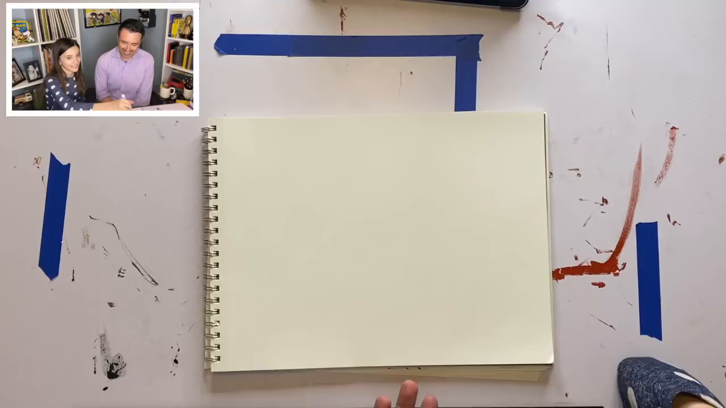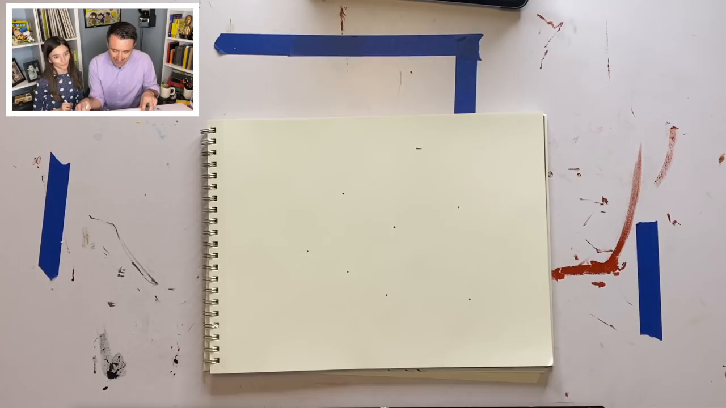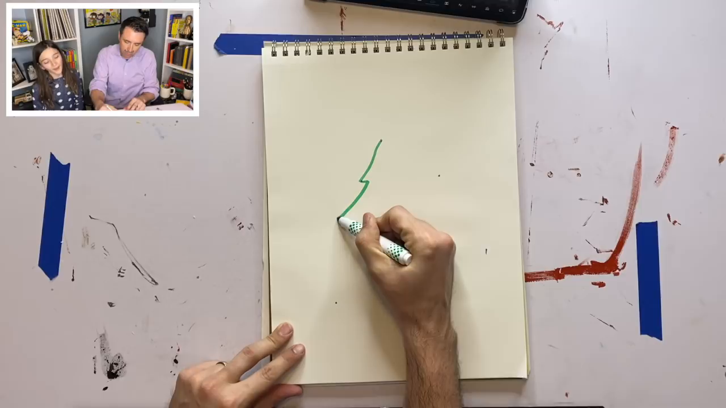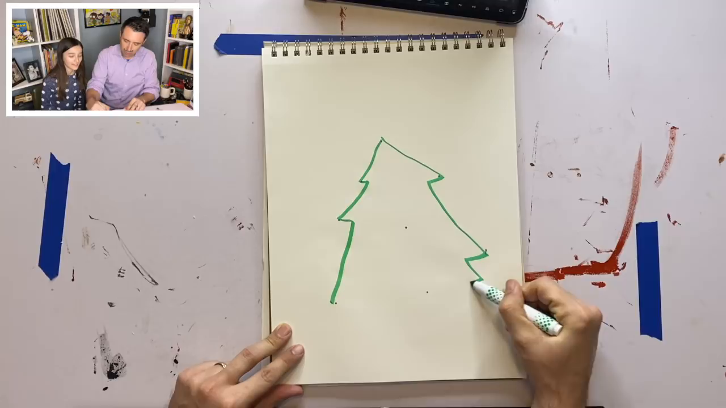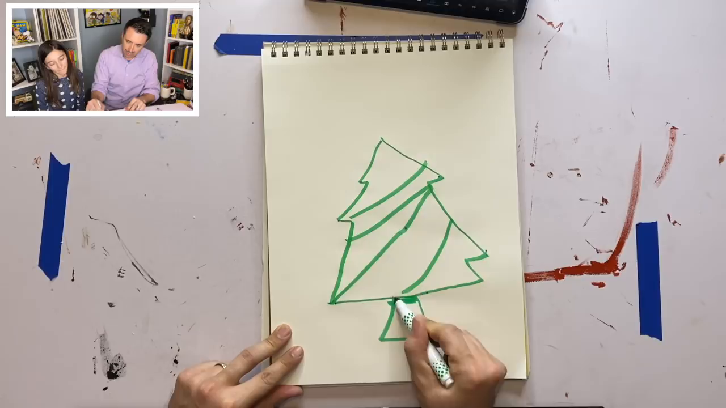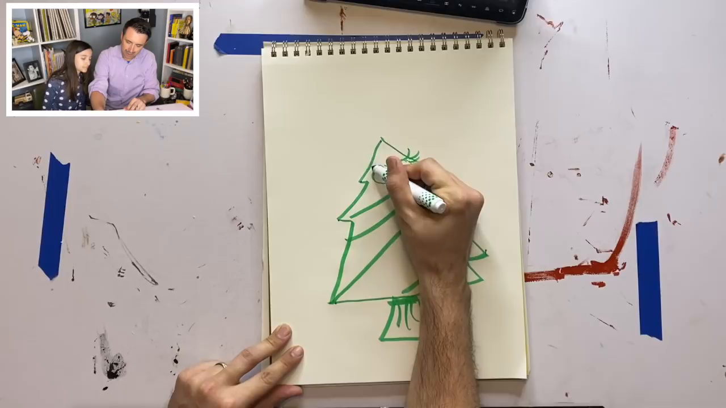Dotting. Go for it. All right, let's see. Again, we could hold it any way we want. Oh, I see something. I see something. It is Holly the Christmas tree.